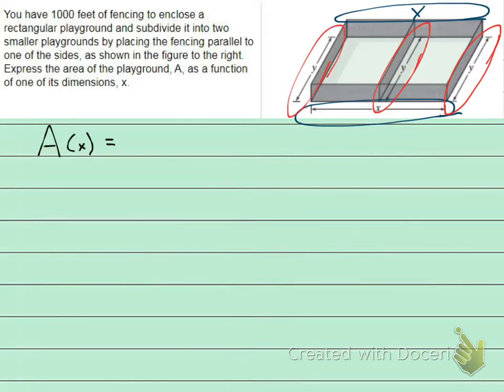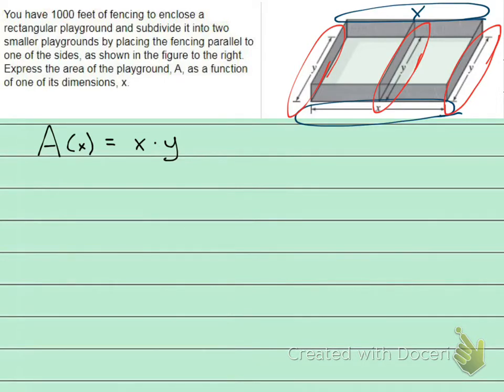So the area of the entire rectangle is going to be x times y. But they only want this in terms of x, right here. So they don't want this y. So we have to figure out what we can put in place of the y. Now, there's some other information in the problem. They tell us 1,000 feet of fencing.